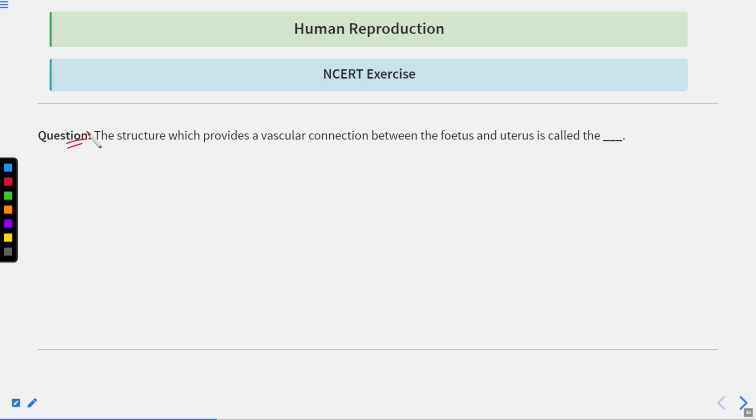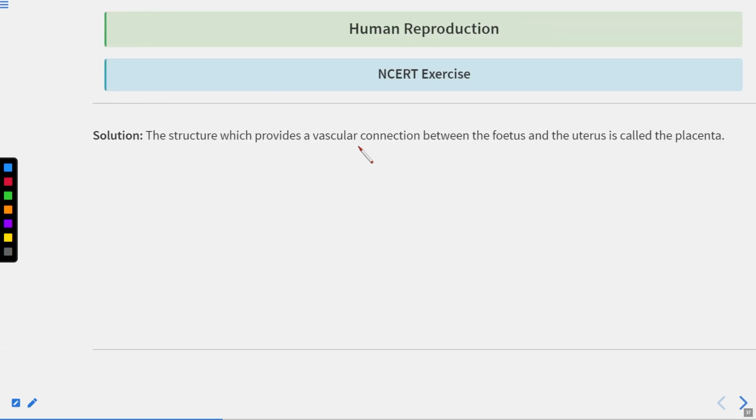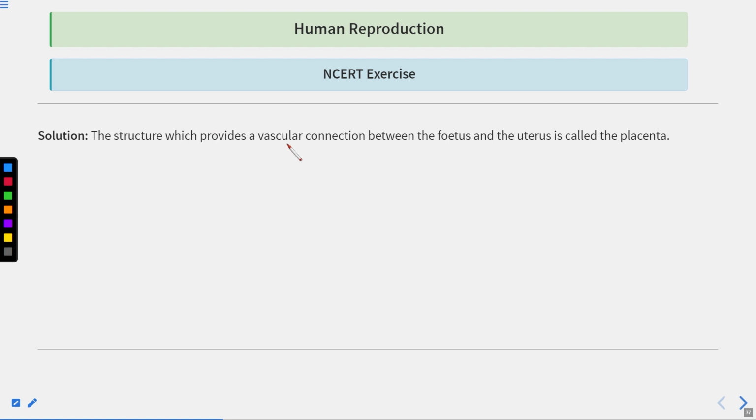Clear? Next question. The structure which provides the vascular connection between the fetus and the uterus. So there is a vascular connection that provides nutrients, releases hormones, and provides oxygen. Okay, and it also helps in the removal of toxic and waste material that are produced by the fetus. Clear? So let's have a look at the answer. The structure which provides the vascular connection between the fetus and the uterus is called the placenta. Clear?